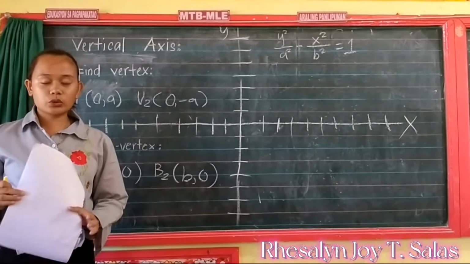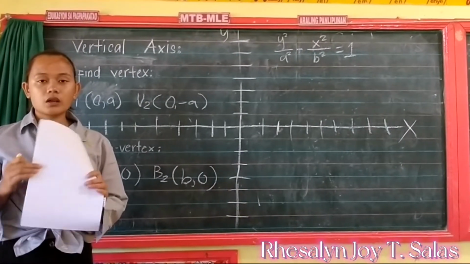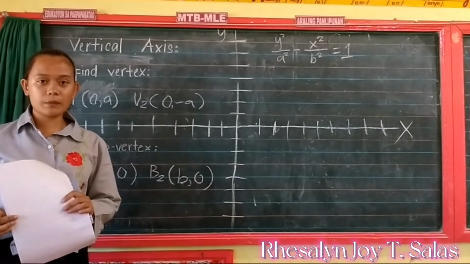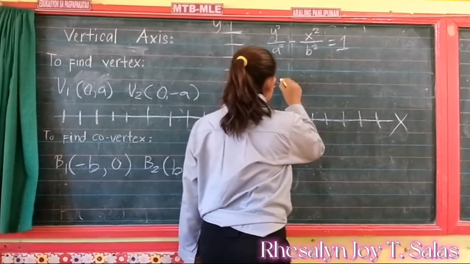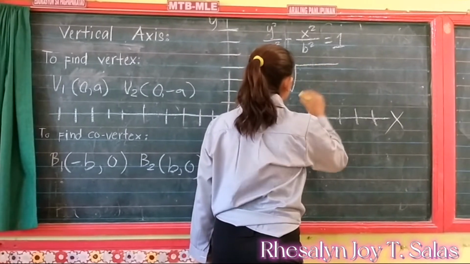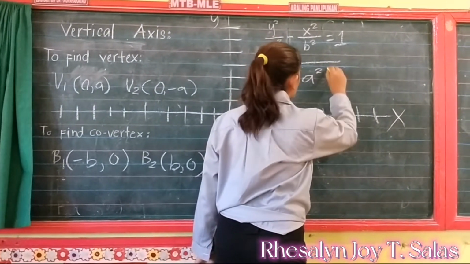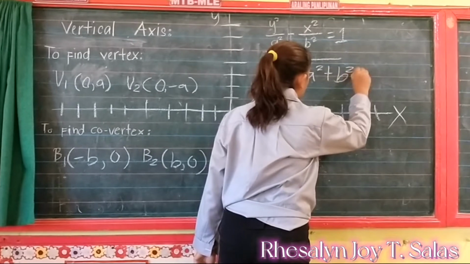Then, to get the co-vertex, B sub 1 is equal to (negative b, 0). Then B sub 2 is (positive b, 0). Then, to find the focus, we will use the Pythagorean theorem, where c equals the square root of a squared plus b squared.